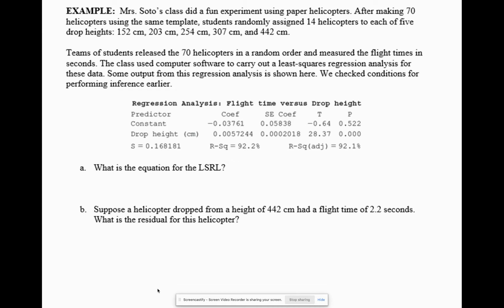Then we performed a regression analysis on that using some computer software. Just as a reminder, in case you've forgotten how to read these, they give you an indication up here of what your variables are.